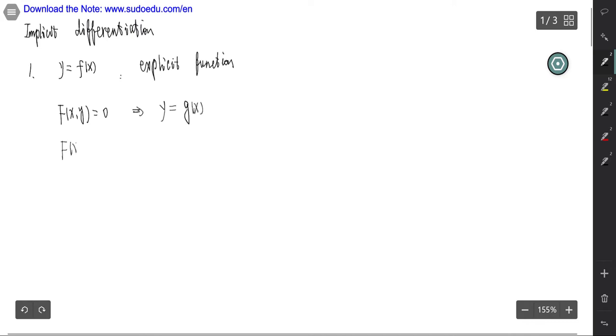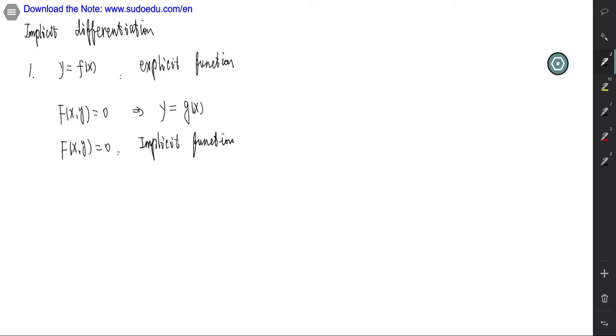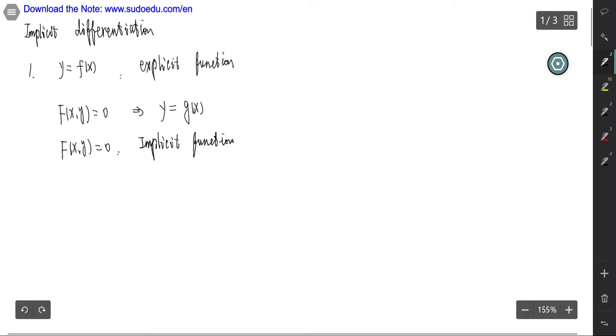So this equation we called an implicit function. Because the function is defined by an equation, it's not obviously the relationship of y and x. So those equations can determine our implicit function. For an implicit function, sometimes we can find the explicit expression for y with respect to x, but sometimes we cannot.